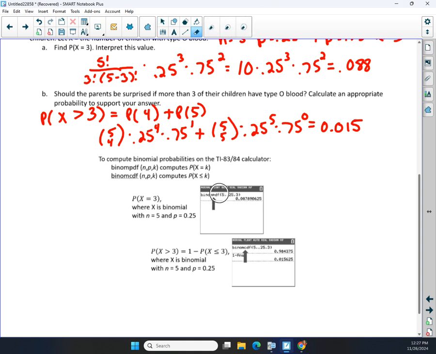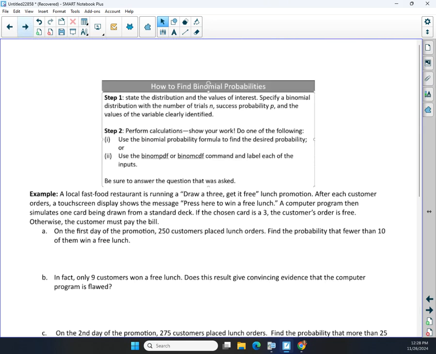Binomial PDF is if you want exactly one thing to happen. Exactly 3 of the kids had type O. If you want it to be greater than or less than, you're going to use the CDF. CDF is automatically less than or equal to the value you put in. So if you want less than or equal to, you just do it straight up. If you want greater than, you're going to have to do the complement. We'll look at a couple of those in a minute.